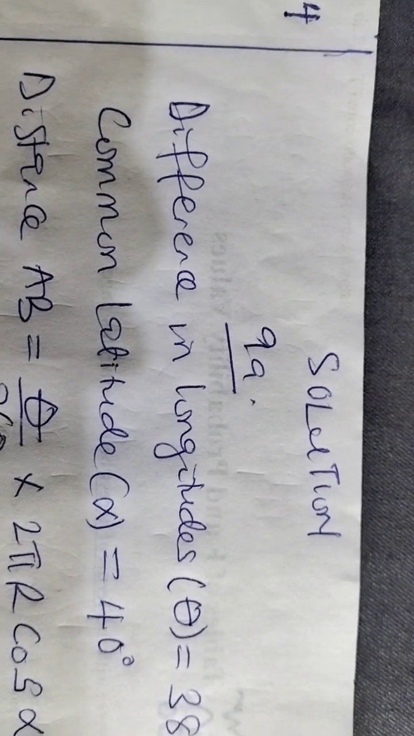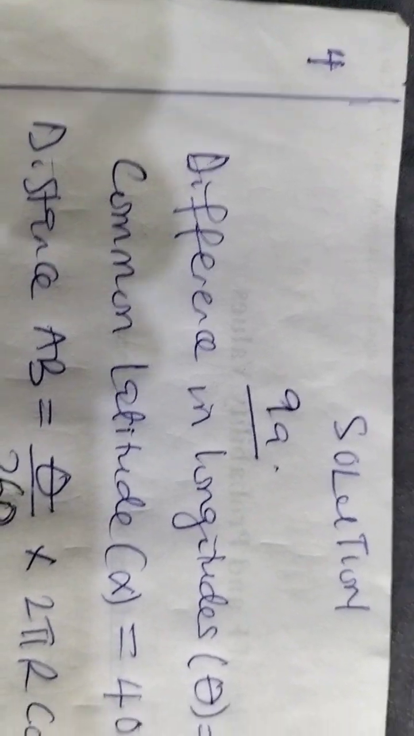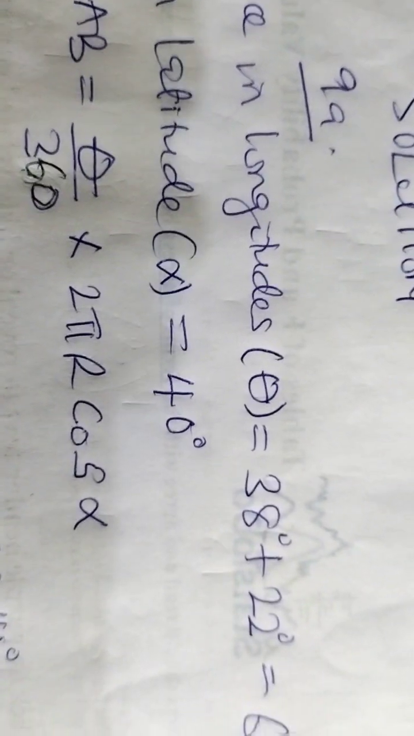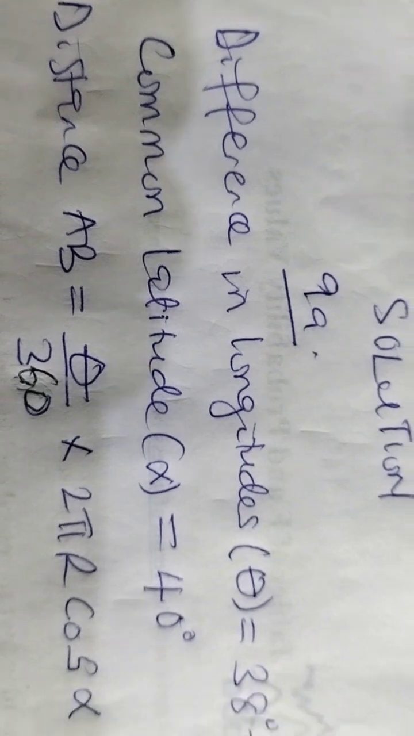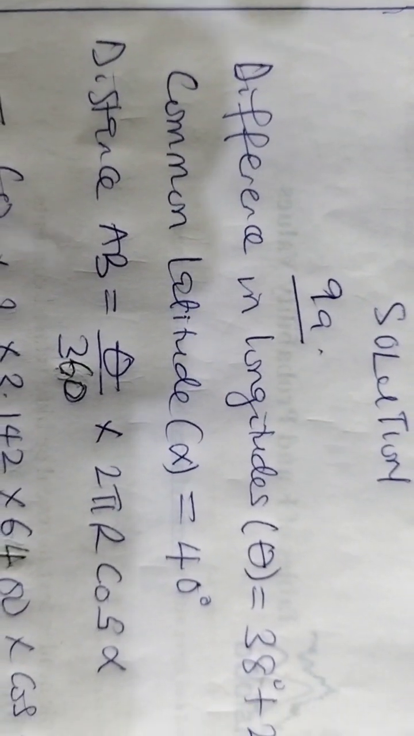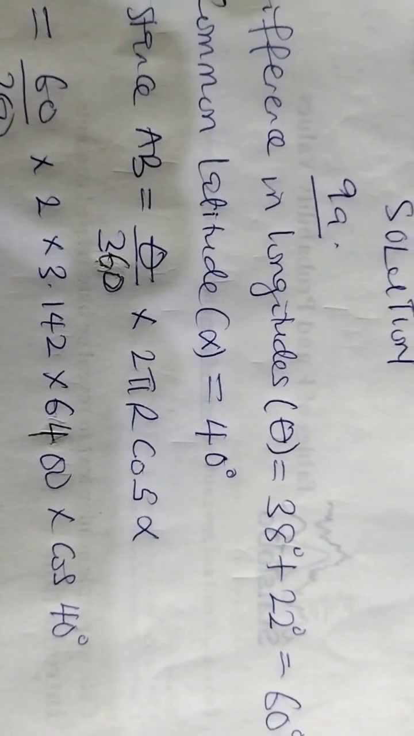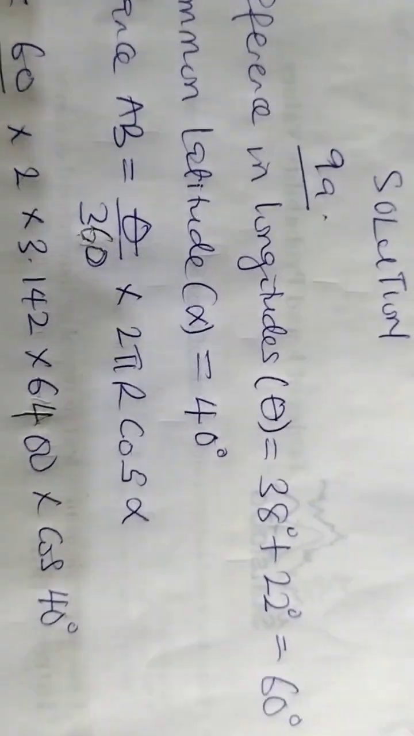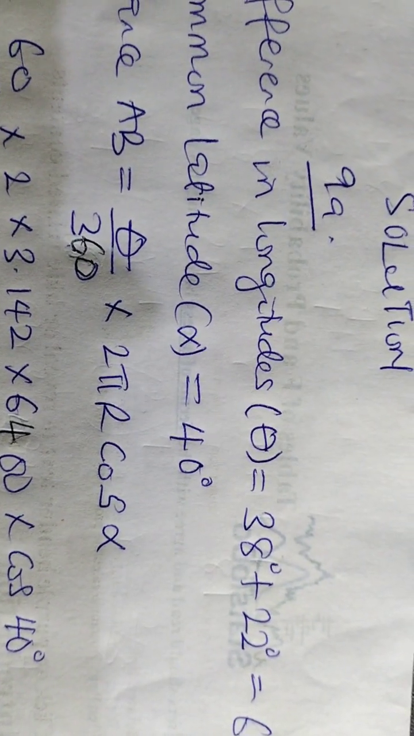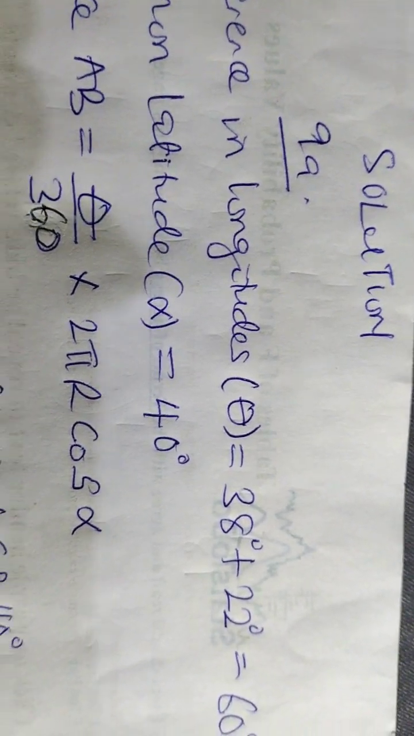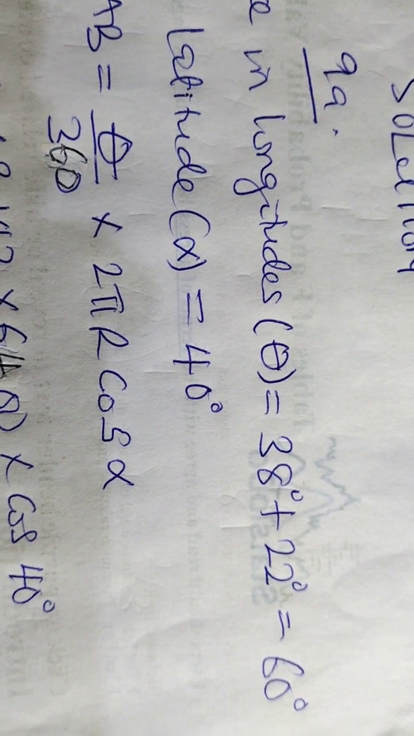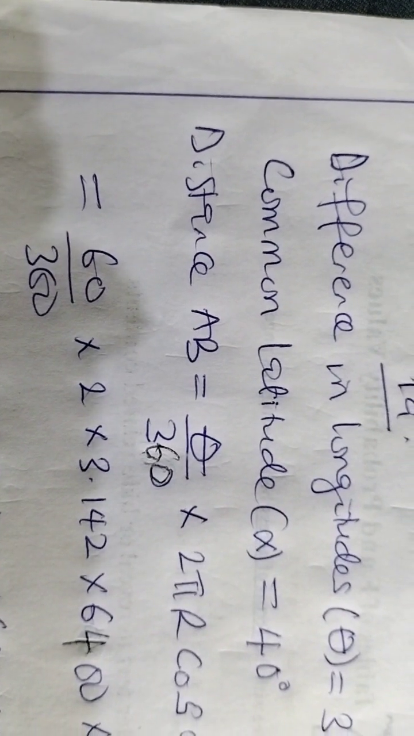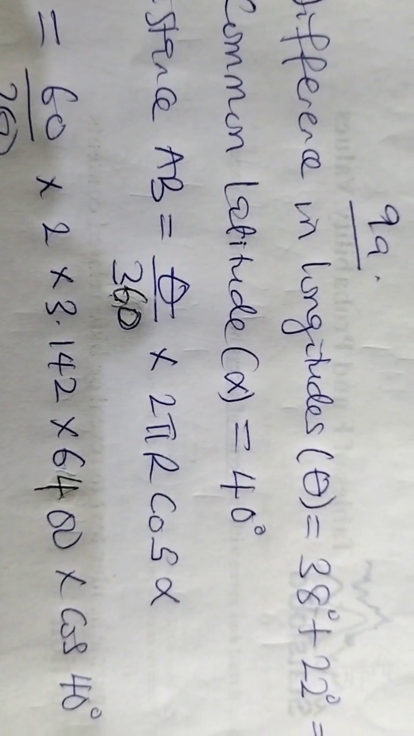So we'll start with 9a, which says find the distance between A and B along the parallel of latitude. We'll first of all find the angular difference between the longitudes of A and B. We'll call it theta. The difference is obtained by adding their longitudes together: 38 degrees west plus 22 degrees east. So add them together, we'll have 60 degrees. Then the common latitude, which we call alpha, which both of them have, they lie on the same latitude, which is 40 degrees.